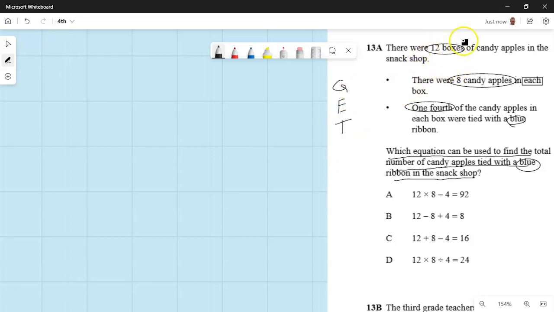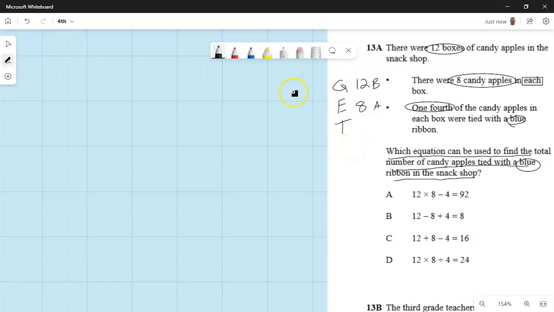In the GET strategy, we're going to start with the first part, the 12 boxes. The 12 boxes are going to be the groups, because the candy apples are going to go inside the box. So 8 candy apples in each box, the 8 apples are going to be the each. Whenever we're talking about equal size groups, and we know how many groups there are and how many are in each box, that's going to be a multiplication problem.